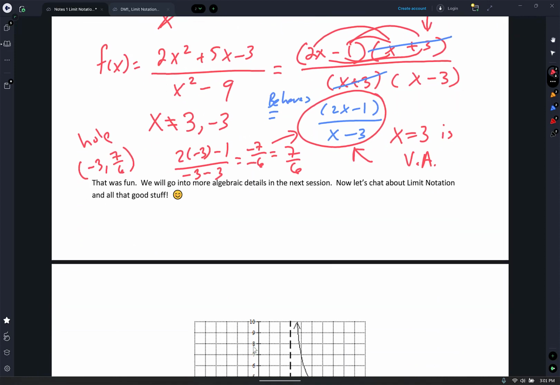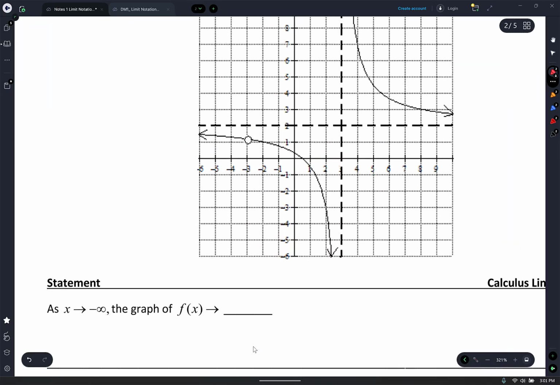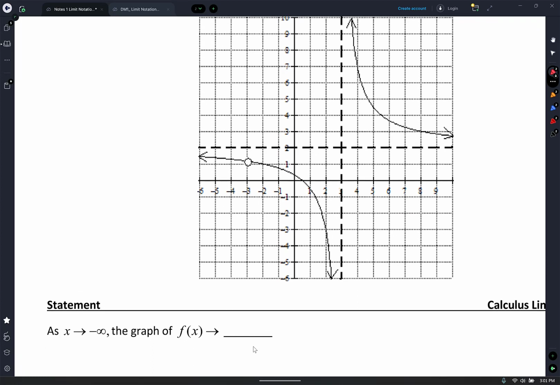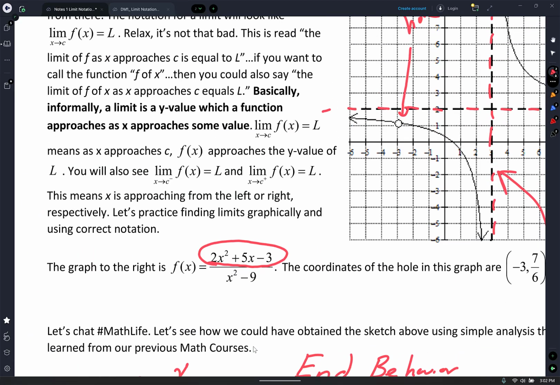Now here we go. We're going to go with the fun stuff. I'm going to go slow. Stop me. This is the first time that we've been doing limits. I don't think we covered limits last year. So turn the page. It's the same graph. Remember that hole is negative 3 comma 7/6. And we don't care about continuity. We just care about, remember what it says here in the notes. It's the y value you're approaching. This means that as x approaches c, f of x approaches the y value L. So you will also see limits from the left and from the right. This means left, and this means from right. This means that x approaches from left or right, respectively.